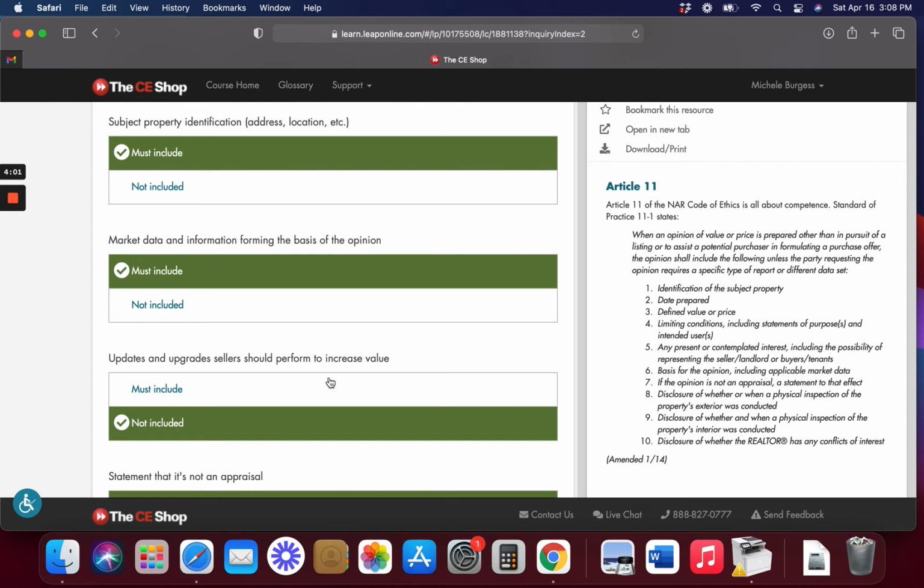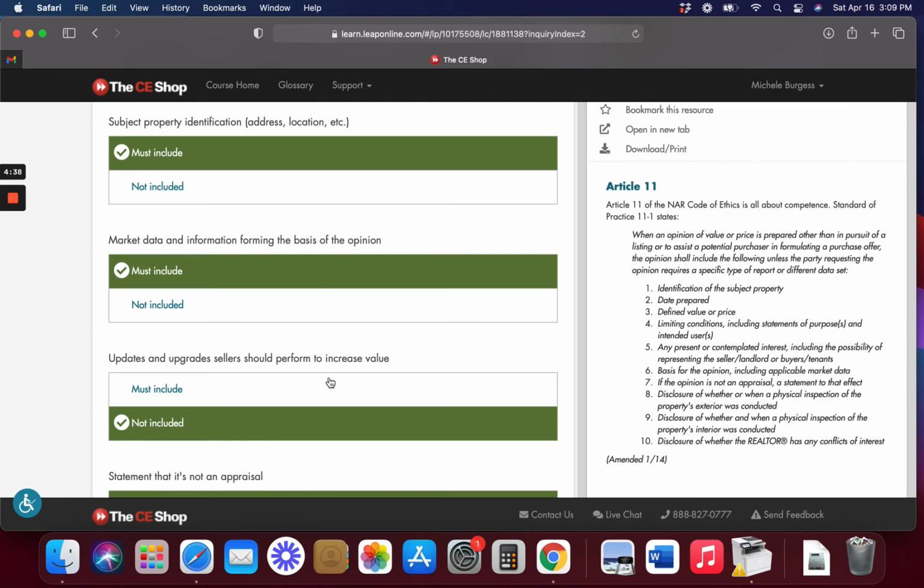You want to include the identification of the property and the date you prepared it. You want to define the value or price. You want to include statements of purpose and limiting conditions. You want to present any complicated interest. For example, if you have tenants in the property, you need to put that on there, and when the lease is up. Also the basis for your opinion. What are you basing your opinion on? If the opinion is not an appraisal, you need to include that. This is not an appraisal. This is an opinion or a comparative market analysis.